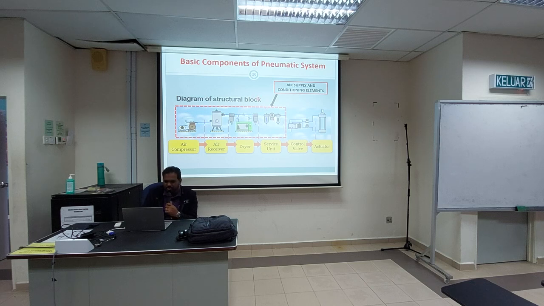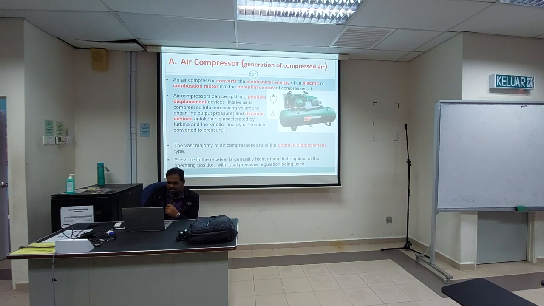Okay, so basic components of pneumatic. Air supply and conditioning element adalah dalam kotak. You have air compressor, air receiver, dryer, service unit. Normally yang dalam kotak ni dia akan sediakan gas tu, before you supply to your control valve and also actuators. I just like telling the important stuff lah. Yang lain ada dalam video.